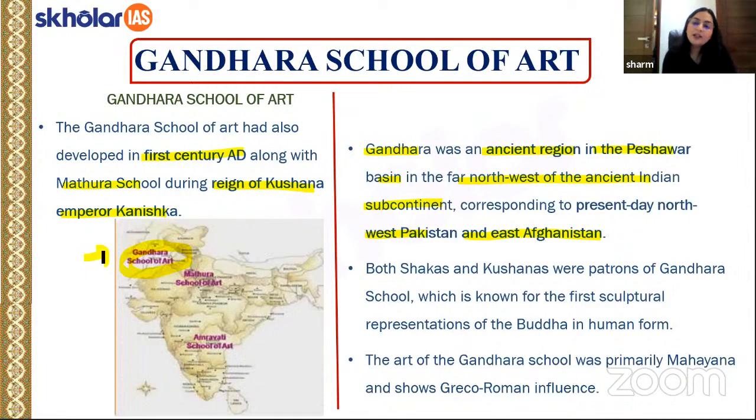Why? Because this particular area has been time and again invaded by different ruling dynasties, and that is why whenever they came, they left behind the traces of their culture. And that is why the art that had developed in this particular region naturally had an influence from many other surrounding areas. Okay. Now, students, herein it will be important to note that the dynasties that were patronizing the Gandhara School of Art include the Shakas and the Kushana dynasty.